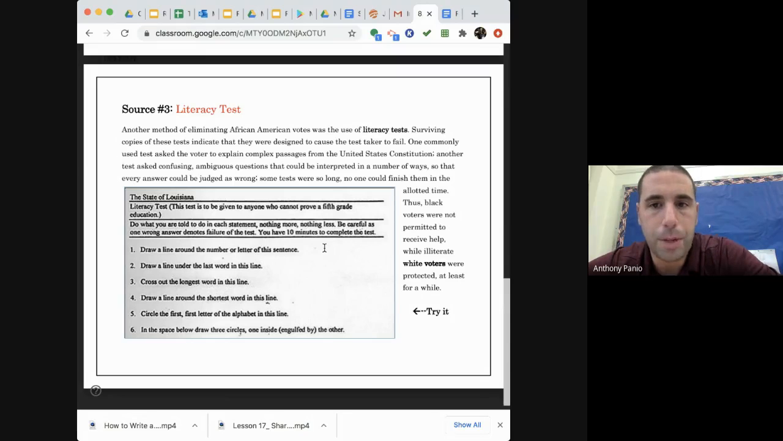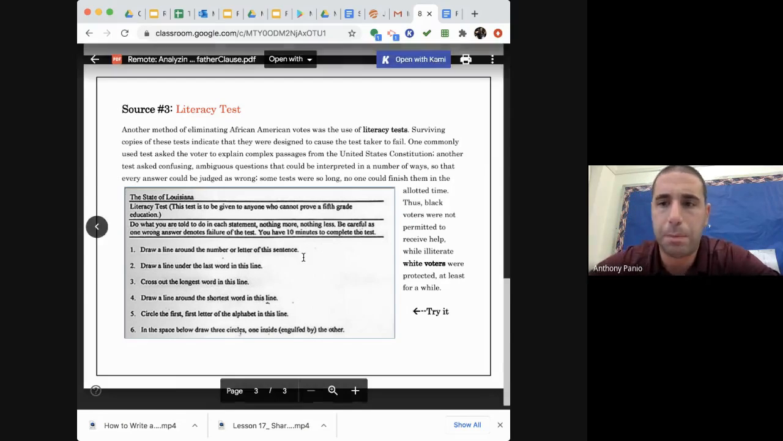Another method of eliminating African American votes was the use of literacy tests. Surviving copies of these tests indicate that they were designed to cause the test taker to fail. One commonly used test asks the voter to explain complex passages from the United States Constitution. Another test asks confusing, ambiguous questions that could be interpreted in a number of ways so that every answer could be judged as wrong. Some tests were so long, no one can finish them in the allotted time.